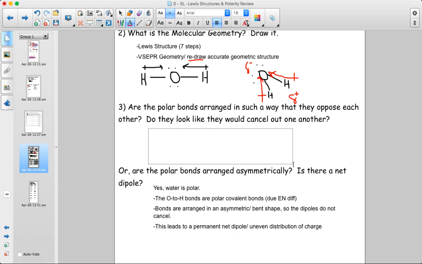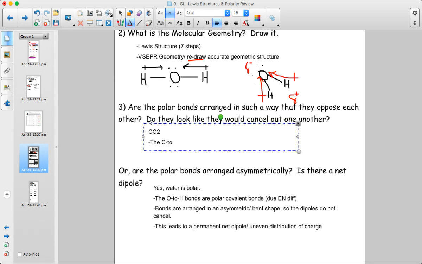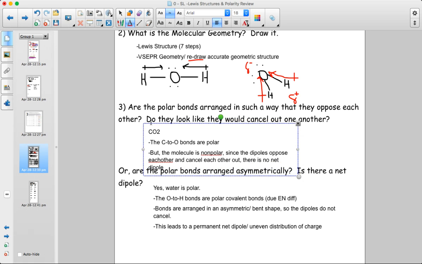If we had an example like CO2, CO2 is a linear molecule where both dipole arrows point directly outwards from the carbon. It would look a lot like this water drawing, except the arrows would point outwards. So in CO2, we would comment that the C to O bonds are polar, again due to electronegativity difference. But the molecule is nonpolar since the dipoles oppose each other and cancel each other out. There is no net dipole. So that's the mark scheme wording for a nonpolar molecule.